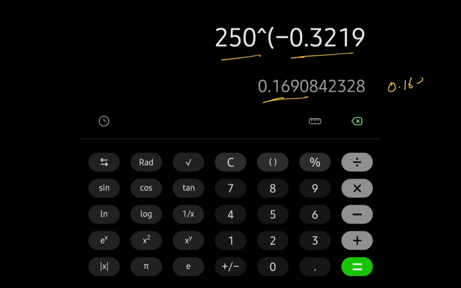We got 0.1689. It is pretty much close to the actual answer. So you can use this trick for calculating the absurd powers during the exam. You can calculate the absurd powers within a minute or so by using this trick. It will help you in the exam very much.